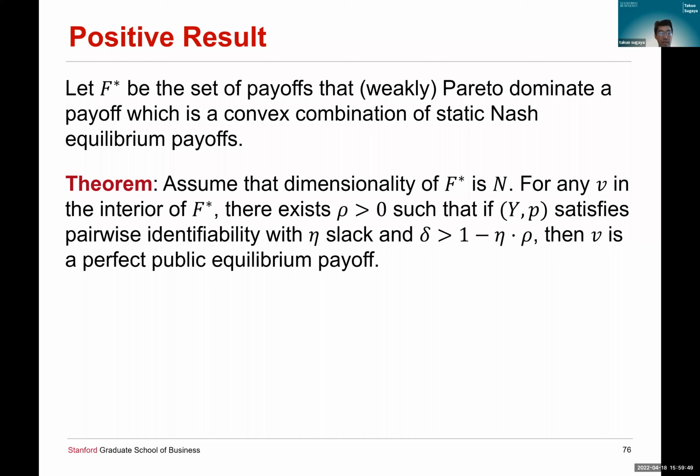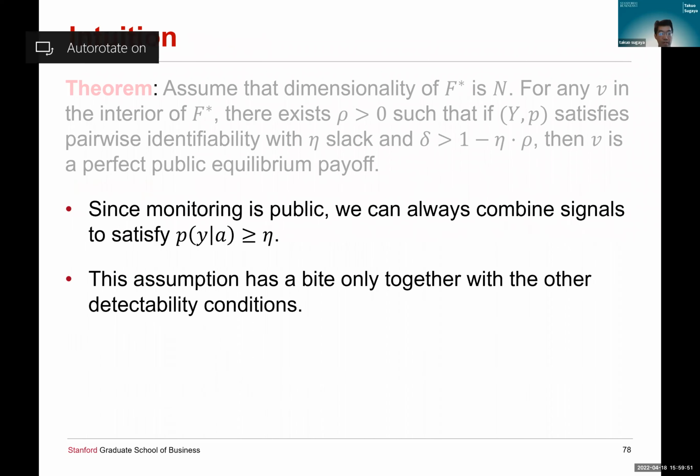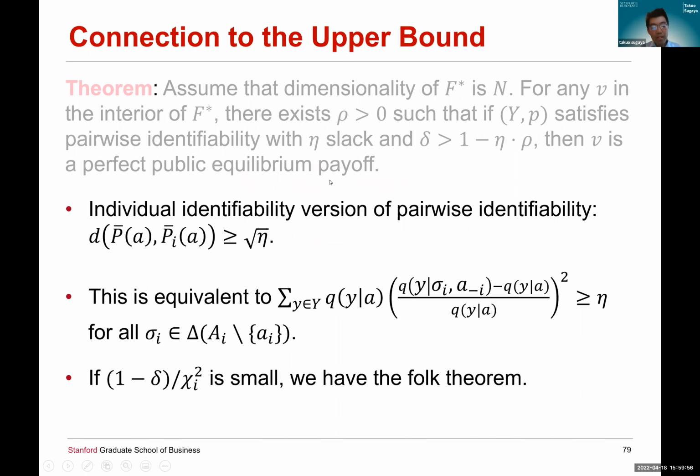All right. And then since I'm almost out of time, let me finish with this thought. So, the individual identifiability version of pairwise identifiability. If we don't worry about pairwise identifiability, we just try to detect the deviation of player I by creating a distance between the equilibrium distribution and the deviation distribution of square root of eta. Doing the math, we can show that this is equivalent to the chi-square divergence being no less than eta.